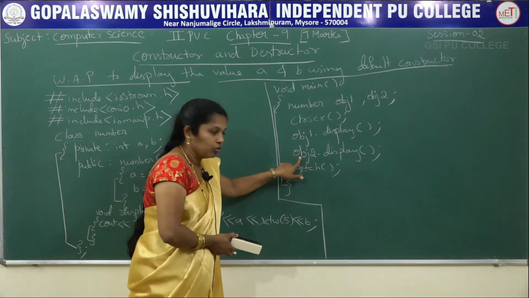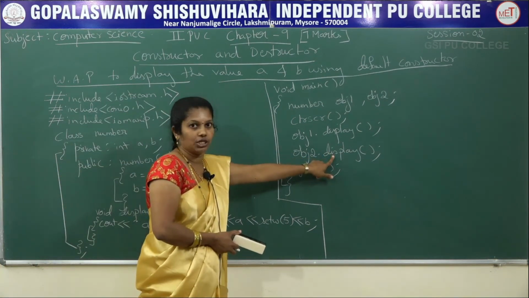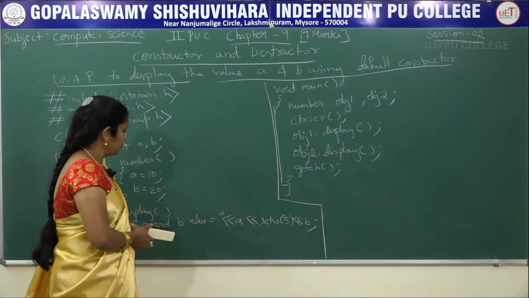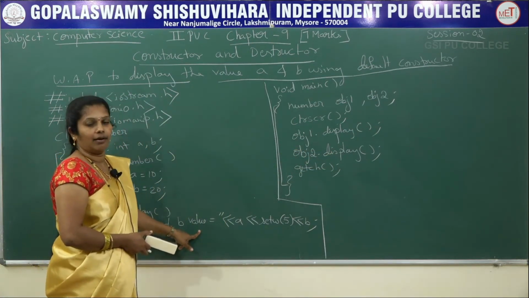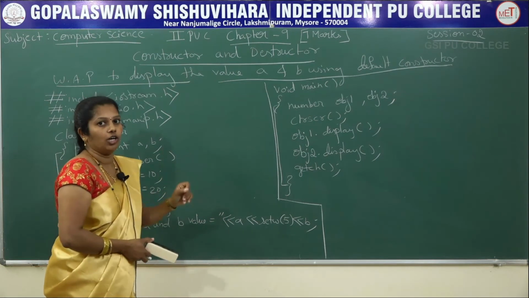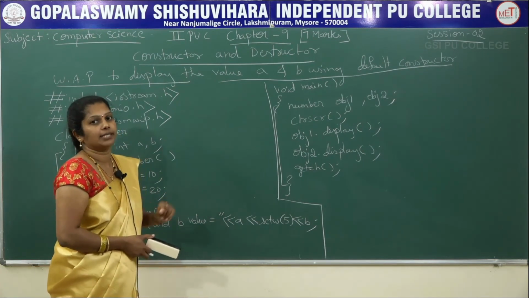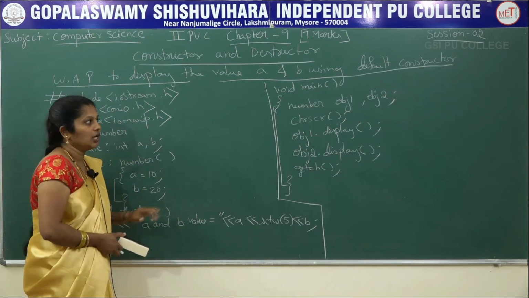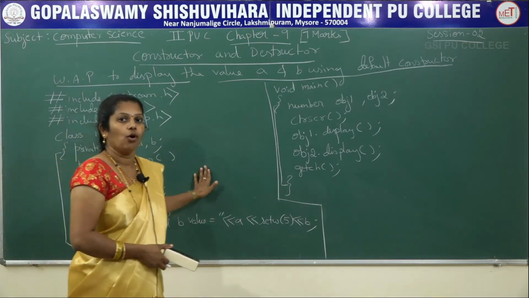Then with the help of object 2 also I am going to call the same display function. Then also it will display a and b values equal to 10 and 20 only, because all the objects are initialized by the same set of values. This is regarding your default constructor.